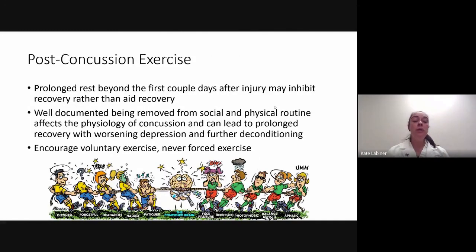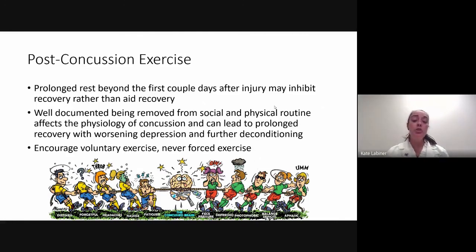When we talk about what you do from an exercise standpoint after you've had a head injury, we know that beyond the first couple days, rest may inhibit your recovery rather than aid it. It's also well documented that removing people from their social and physical routines can have a psychological effect that can worsen depression and lead to further deconditioning. And deconditioning is that state of your body where you're not in as good of shape as you used to be.